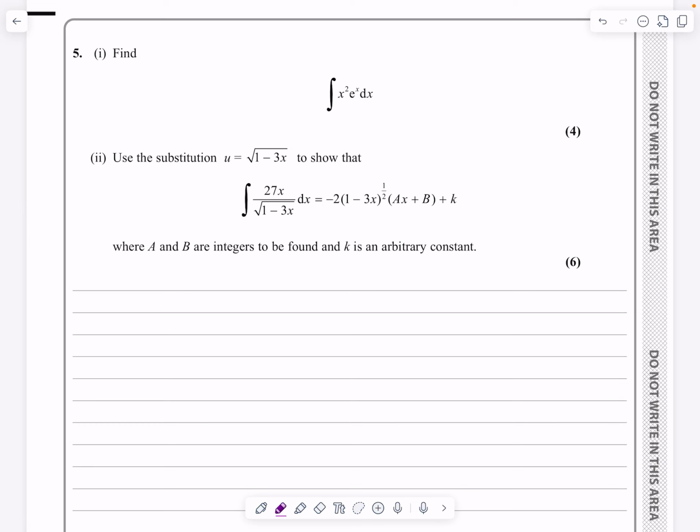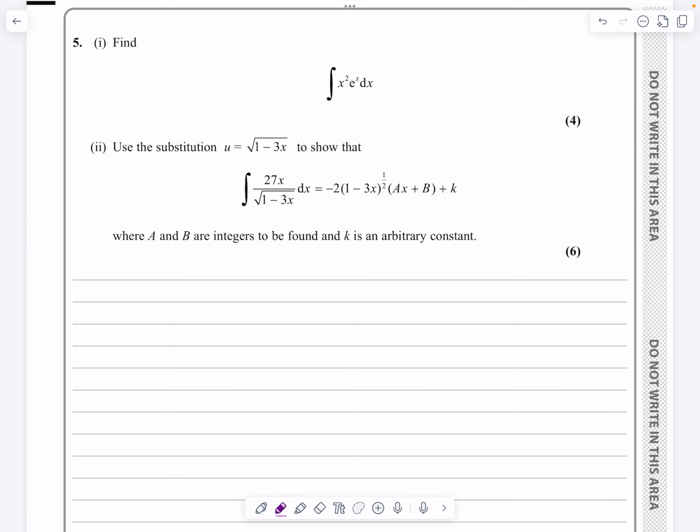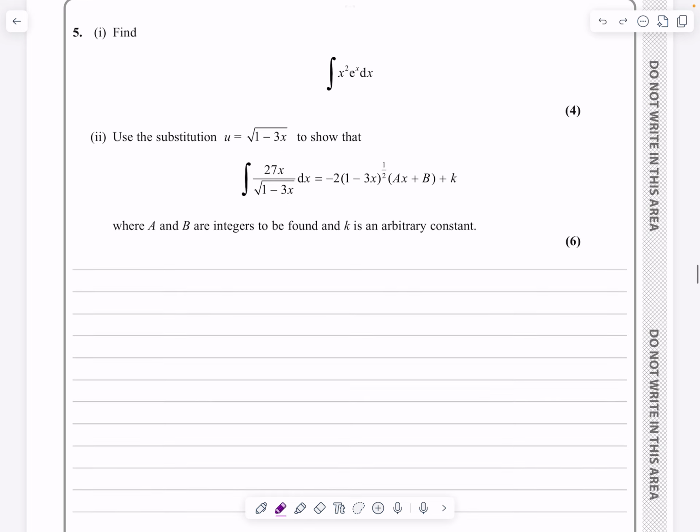Okay, this is the P4 paper from June 2023. It's question number 5, and as we can see, this is an integration question. We've got integration by parts for the first one, and then integration by substitution for the second one. Let's get going with the integration by parts.